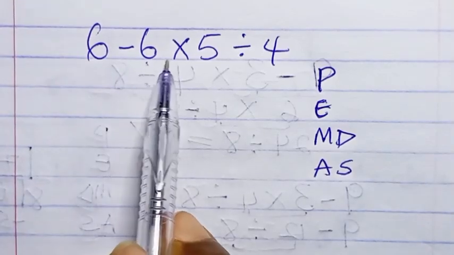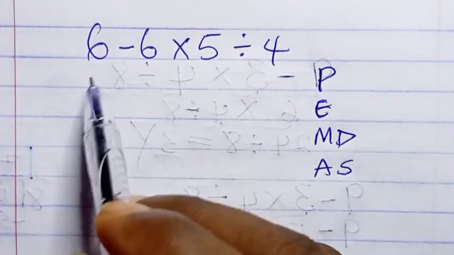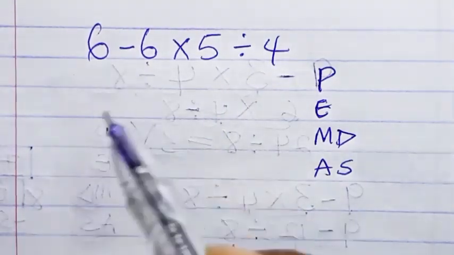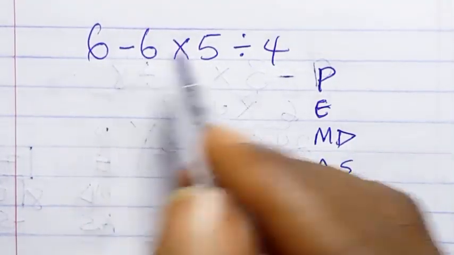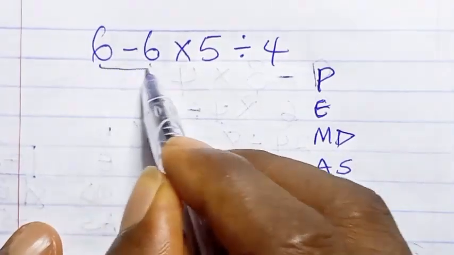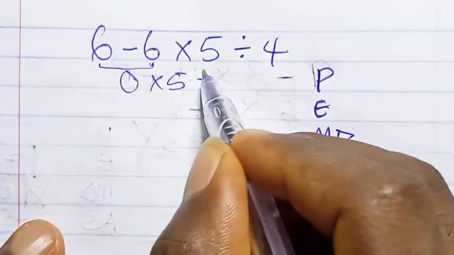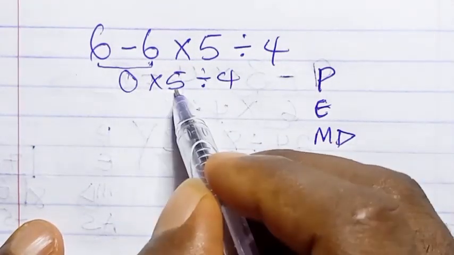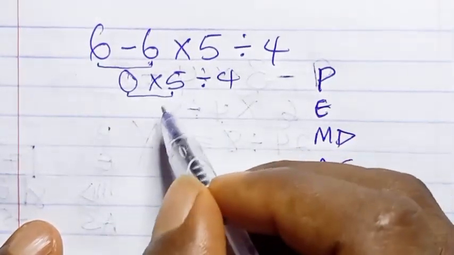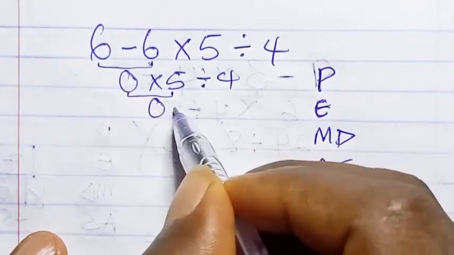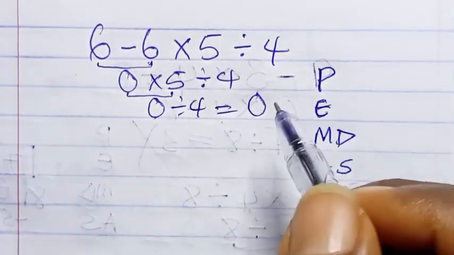6 minus 6 times 5 divided by 4. People solve this from left to right by doing 6 minus 6, which equals what? 6 minus 6 will give us 0, times 5 divided by 4. Any number times 0 is 0. So 0 times 5 is 0, divided by 4. 0 divided by 4 is 0.